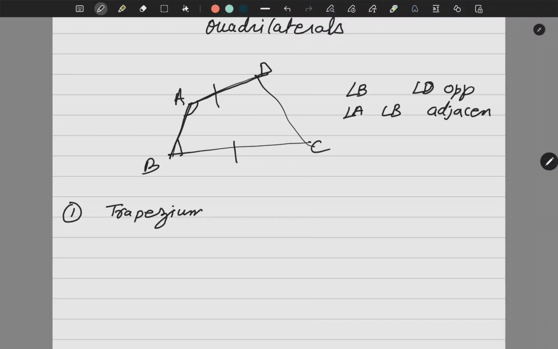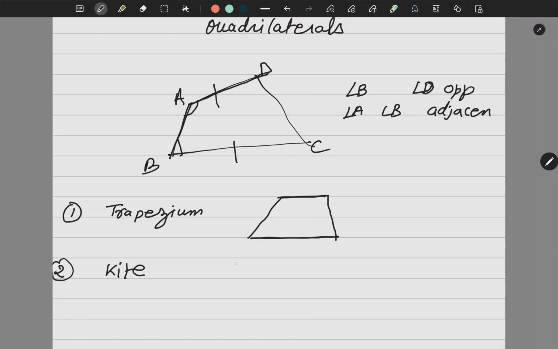Now what is a trapezium? A trapezium is a quadrilateral in which two sides are parallel and two are not parallel, right? So this is a trapezium where two sides are parallel. Now the second one is the kite. Now what exactly is a kite?